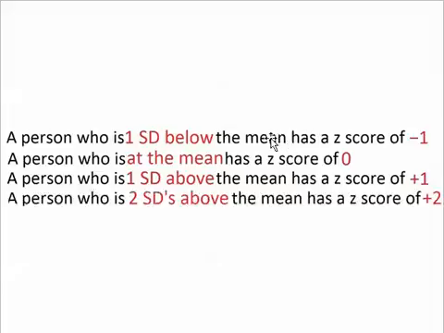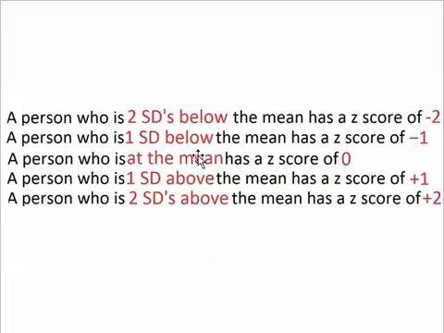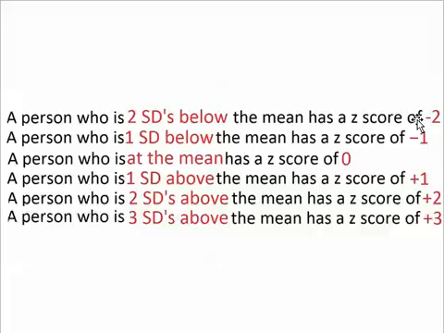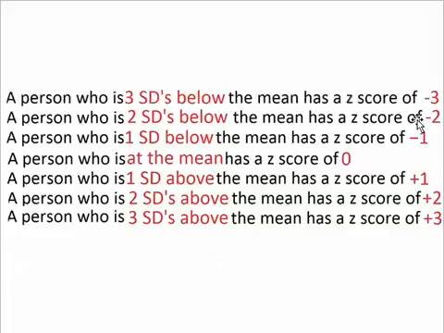A person who falls two standard deviations above the mean has a z-score of +2. A person who falls two standard deviations below the mean has a z-score of -2. And you could probably guess that a person who falls three standard deviations above the mean has a z-score of +3, and a person who falls three standard deviations below the mean has a z-score of -3.